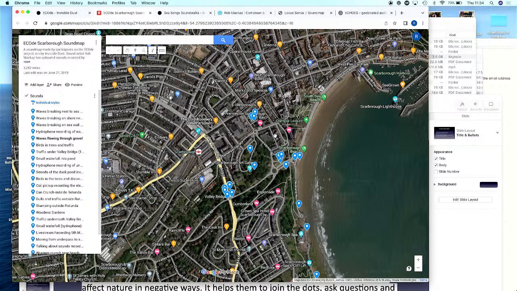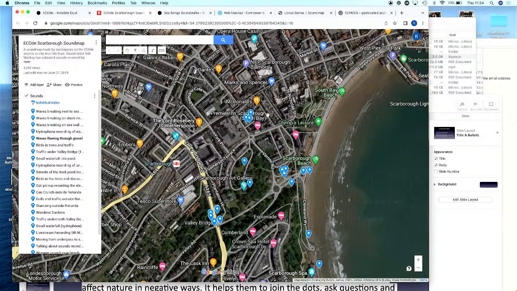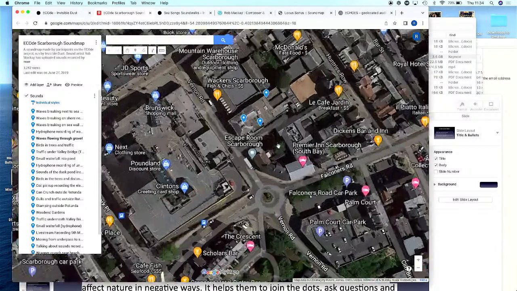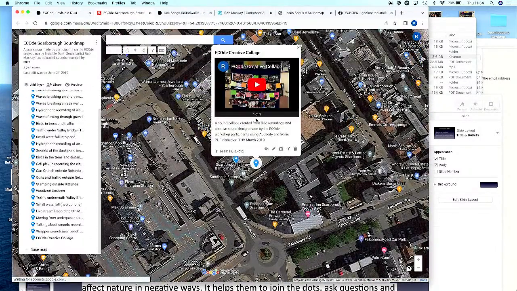The other one was creating this composition, more of a creative response to the field recordings, which again, if I click on here, I think this is the one. So I curated, I suppose, and put together these sections that the children had made into one continuous sound piece that's also available on the sound map.